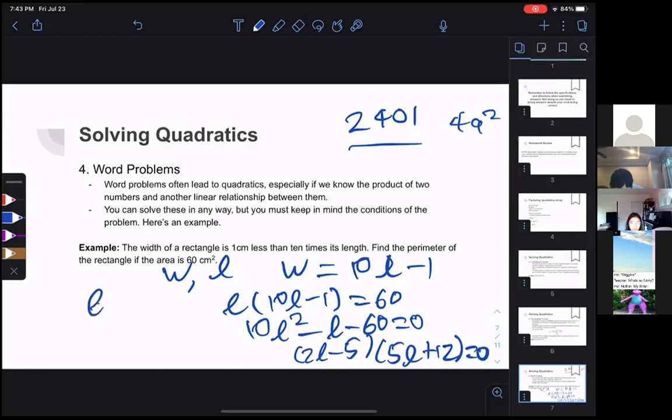So L would be 5 halves and W would be 10 times that, which is 25 minus 1, so that would be 24. It satisfies the condition of 1 less than 10 times its length. But just to make sure, you plug it back into the area condition: 24 times 5 halves is equal to 12 times 5. That's 60 square centimeters. Paying attention to the units, although they don't cause any trouble here. So the perimeter would just be 5 plus 48, which is equal to 53.